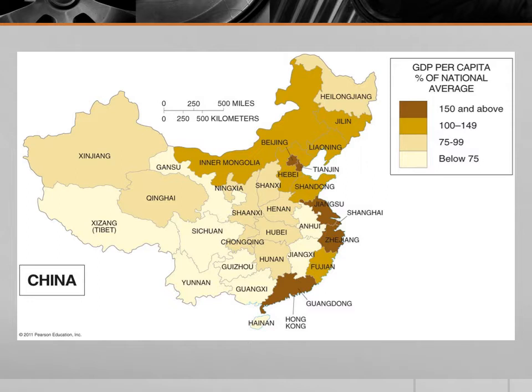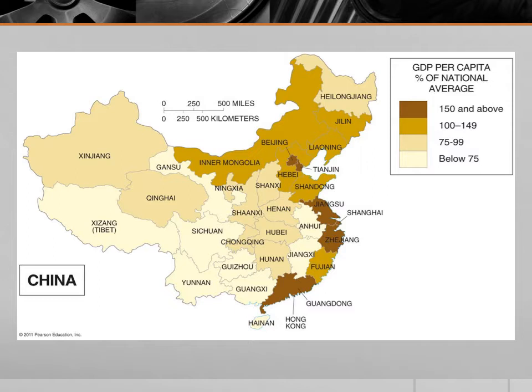And once again, what do we notice? Where are the areas where the GDP per capita is a higher percentage than the national average? And once again, we're noticing that the more urban areas where the big cities are, the coastal areas are the areas with the higher GDP per capita as a percentage of the national average.